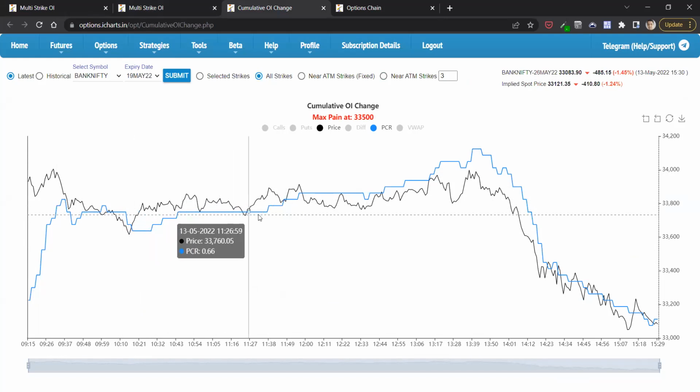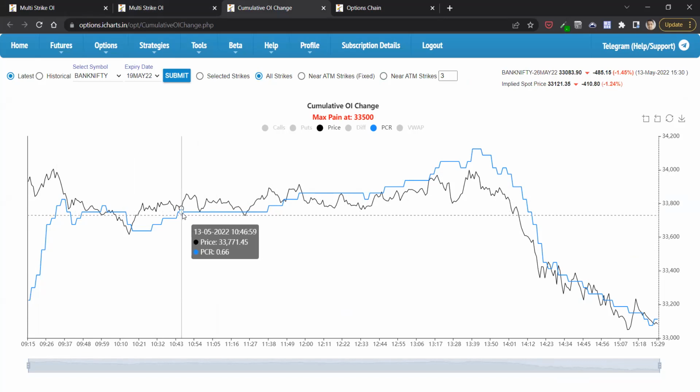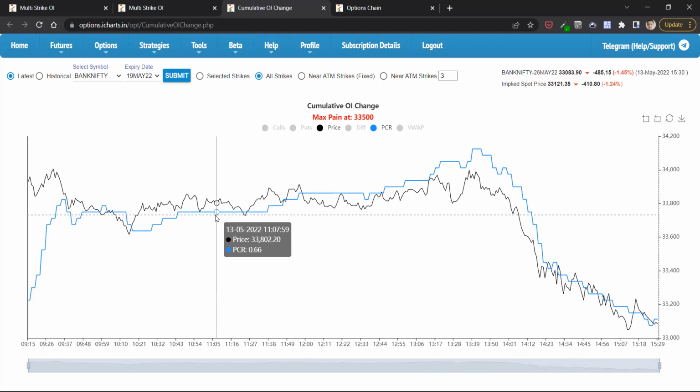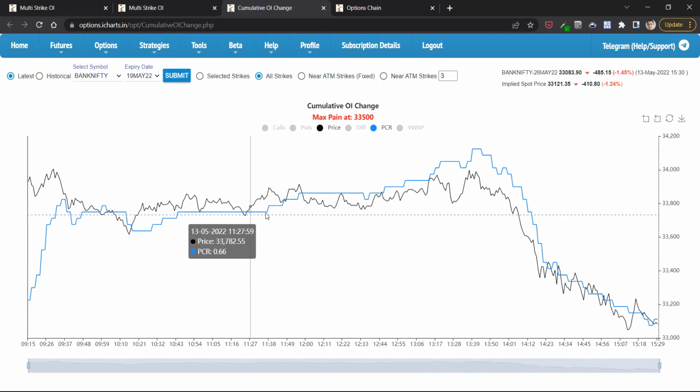And these flat areas that you see are where PCR is not changing much. What we have done is on purpose. If you see in the image here in the tooltip, PCR is truncated to 2 decimals. So this will not give you an accurate view of the value of the PCR, but the idea is to show you wherever the PCR is going flat. So over here there is almost a balance of call writers and put writers. That is why you see the price also is sideways. So these flat areas are important.